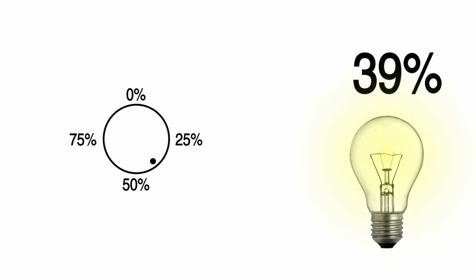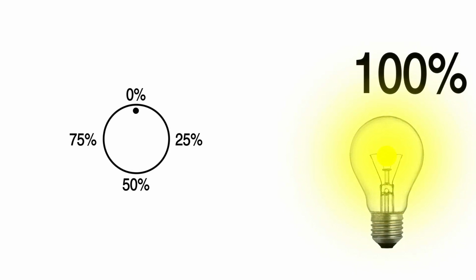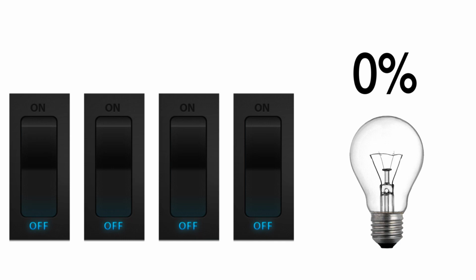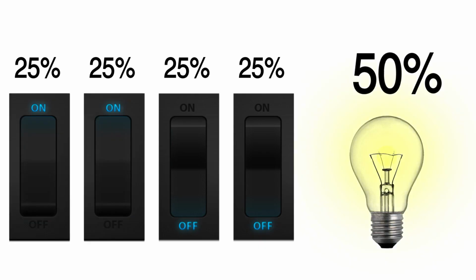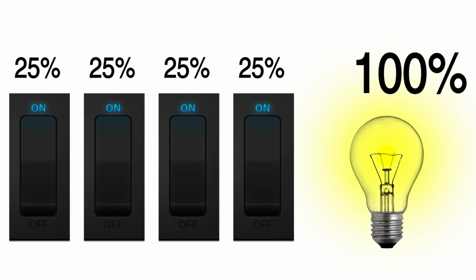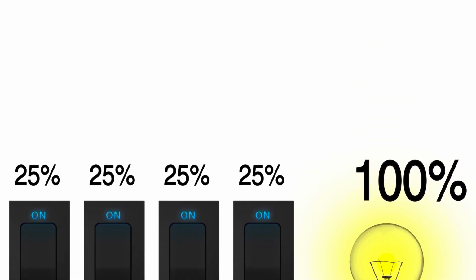But that's nowhere near as good as turning the knob. So let's add switches. If we had 4 of them, we could make each one provide 25% power. We now have 5 states: 0, 25, 50, 75, and 100. Better, but still nothing close to that continuous gradient that the knob gives us. But we can actually rearrange these 4 switches to give us far more options.